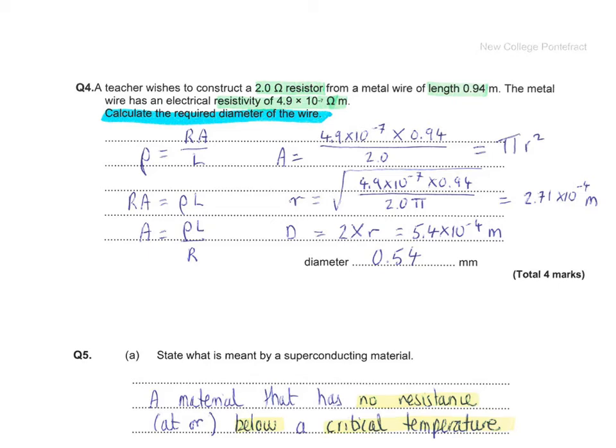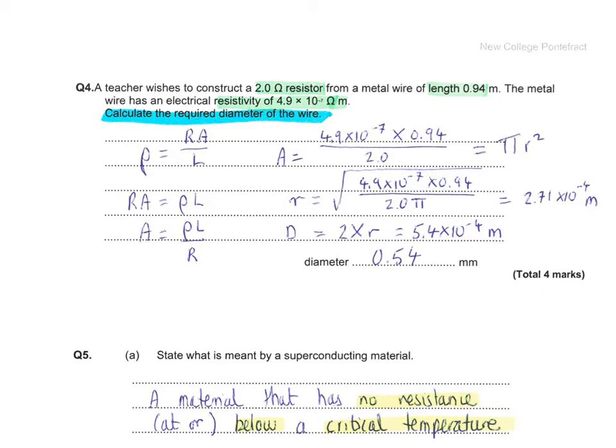This is the Electricity Homework Booklet, question 4. A teacher wishes to construct a 2 ohm resistor from a metal wire of length 0.94 meters. The metal wire has an electrical resistivity of 4.9 times 10 to the minus 7 ohm meters. You are asked to calculate the diameter of the wire.